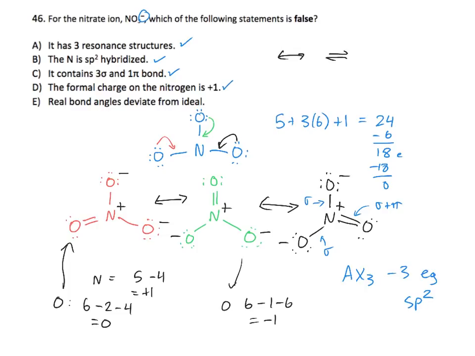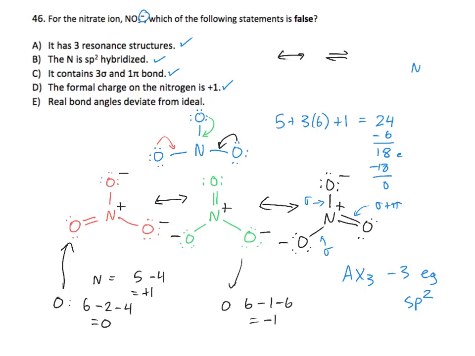Real bond angles deviate from ideal. So this happens when you have a double bond or a lone pair that pushes the other bonding electron groups away from it. In this case, it kind of looks like that might be the case because each of these structures has a double and 2 singles. But keep in mind that when we talk about these as resonance structures, what we mean is that the real true structure of this molecule is not any one of these structures or any one of these structures interconverting between the others. It's actually a blend, a mixture of all 3.